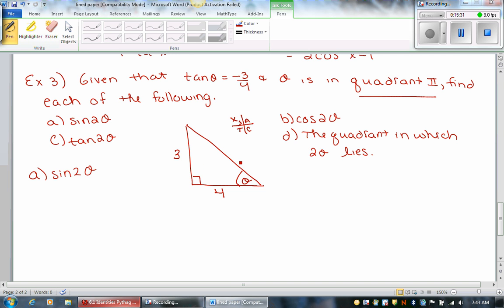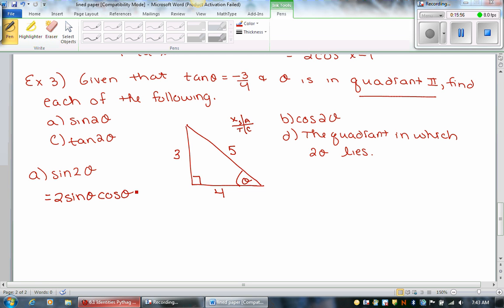Okay, so very quickly you should be able to tell me the hypotenuse of this right triangle is 5. That's a common Pythagorean triple. Okay, so we've got our triangle 3, 4, 5. Okay, so sine 2 theta, you have to figure out what identity you're going to use. And since for sine we only have one available to us, we know that this is equal to 2 sine theta cosine theta.